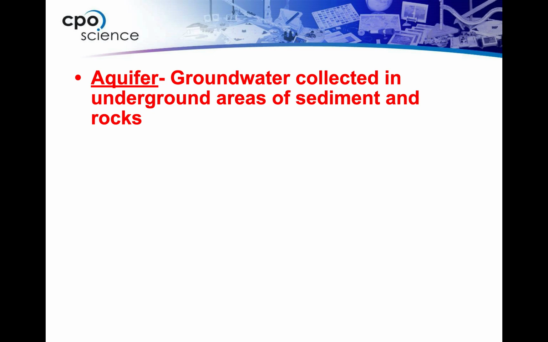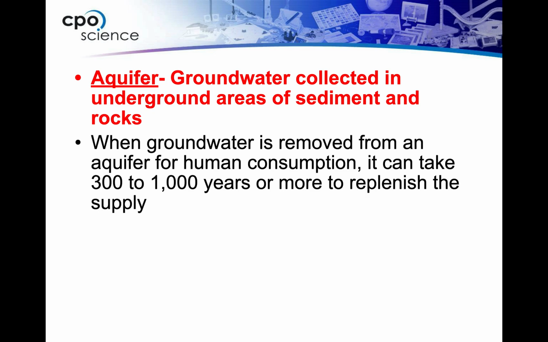Groundwater that is collected underground in areas of sediment and rocks is called an aquifer. So these are natural water reserves underground, really large water reserves underground. We use them in our country a lot to get groundwater or drinking water for people. We also use it for agriculture to water crops.